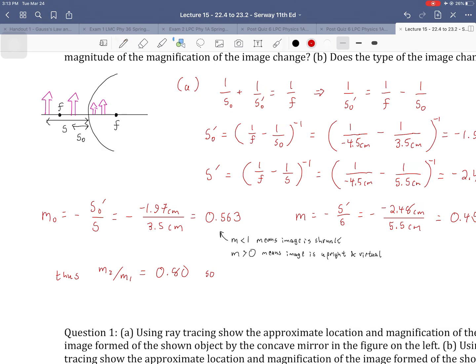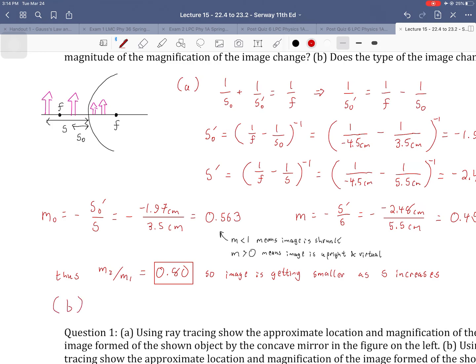So that was the answer. And kind of what that means is that the factor of magnification is decreasing. So the image is getting smaller as S increases, right? So as the object distance gets bigger, as the object gets further from the mirror, the convex mirror, the image becomes more and more shrunk.